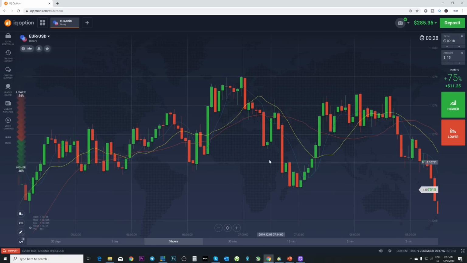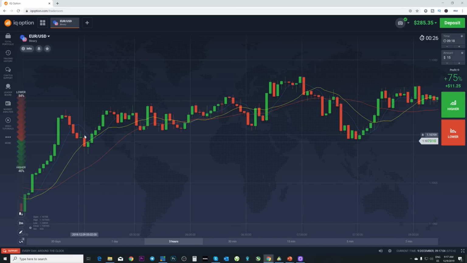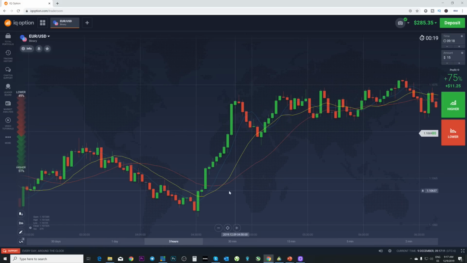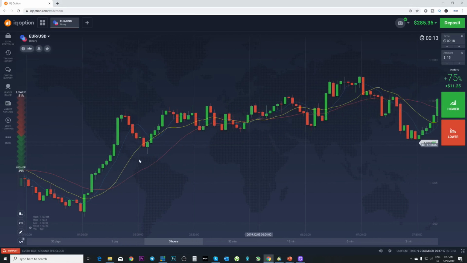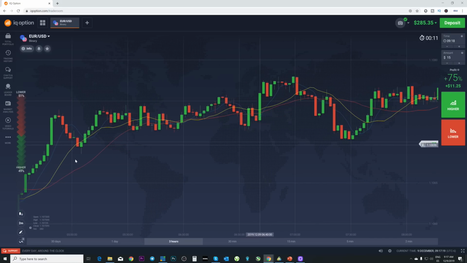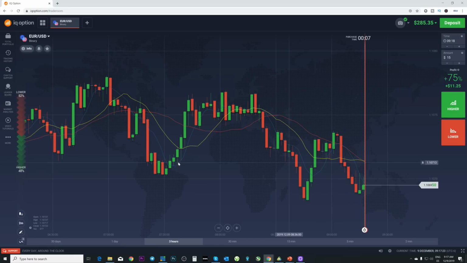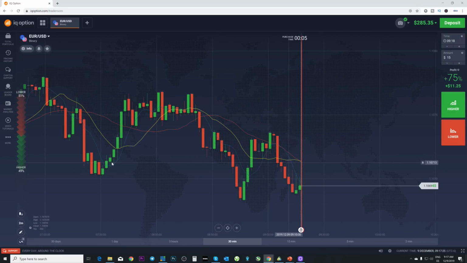If the red line is below the blue line and the yellow line, it is a put. If the red line is above the yellow line and the blue line, it is a call. All right. So for example, let me show you some right here. Where can I find one example here?